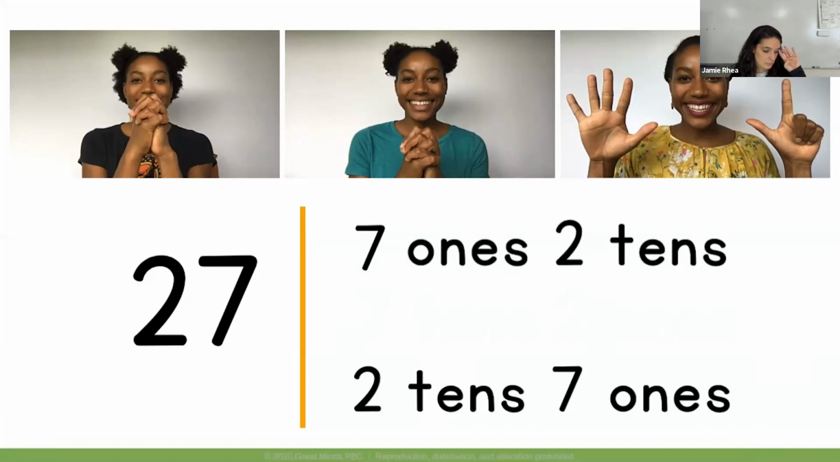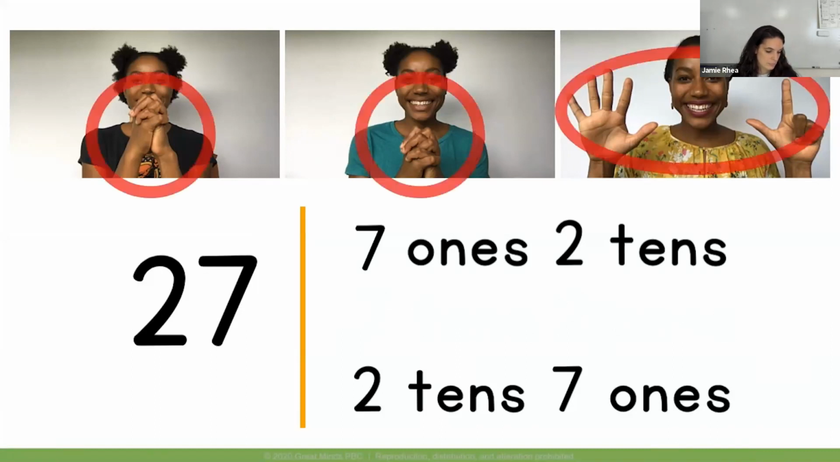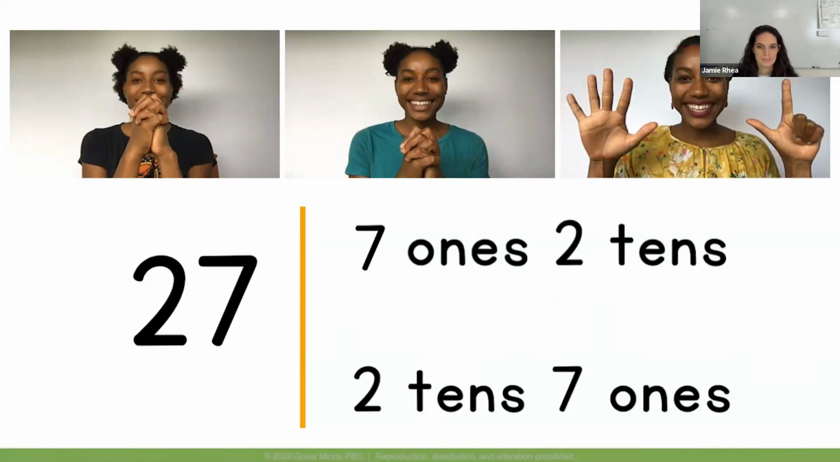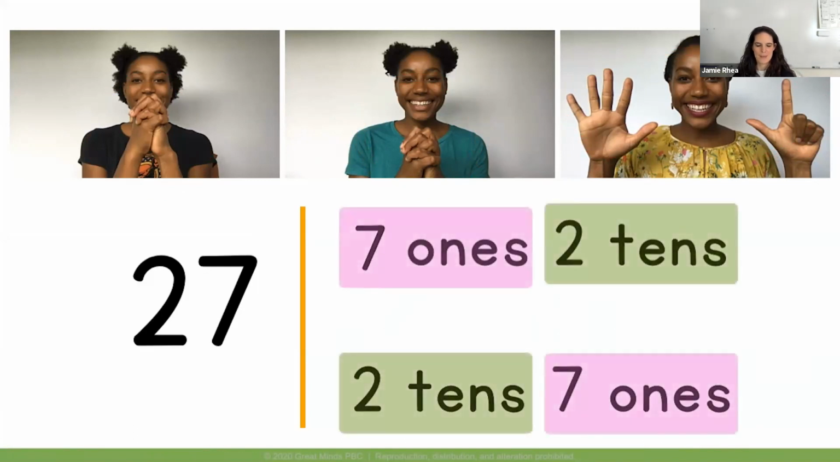27 has 2 tens and 7 ones. Ooh, and tricky, Miss Kaylin. I wrote it 2 different ways. Mathematicians, even if I write the ones first, I still see this number has 2 tens, 7 ones.